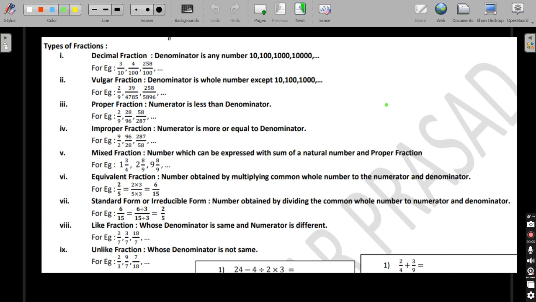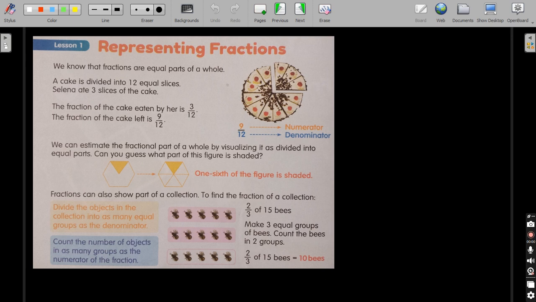So students, before starting fractions, let us start with the very basics: what are the types of fractions. There are different types of fractions. Fractions means it should have a numerator and a denominator both. Let me explain with the help of a diagram. A representation which has a numerator and denominator both is known as a fraction.